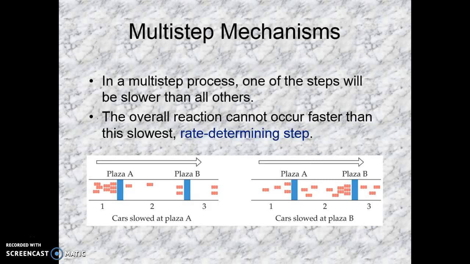So think about cars on a road. If you have a lot of cars coming into this first plaza, them getting through this first plaza is what's controlling how fast the cars can go further on down. But if the backlog occurs at Plaza B, it doesn't matter how many cars are coming into Plaza A. Here's where the backlog occurs, so the cars wind up slowing down at Plaza B. So the rate determining step is always the slowest step. The cars can't go any faster than it takes them to get through the slowest plaza.